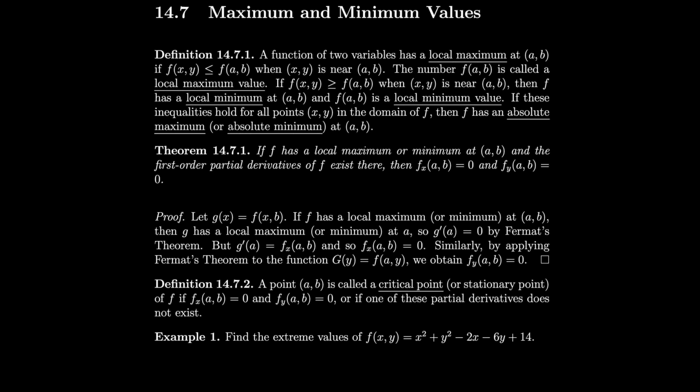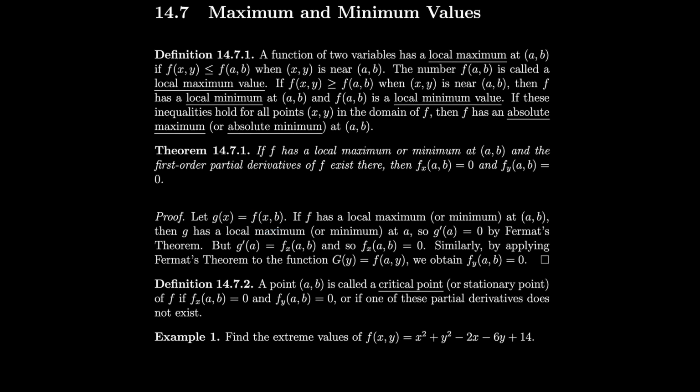Then we have a theorem that if f has a local maximum or minimum and the first order partial derivatives of f exist there, then they must both be 0. To prove this, it's pretty much just applying Fermat's theorem from when we did maximum and minimum values in single variable calculus. We let g(x) be f(x, b) where b is a constant y value. So now it's a single variable function.